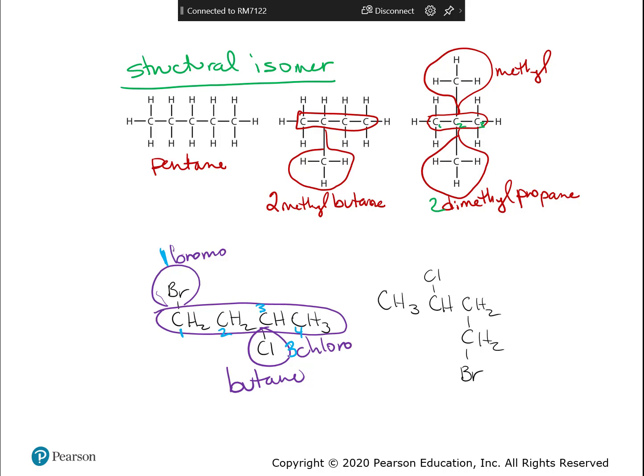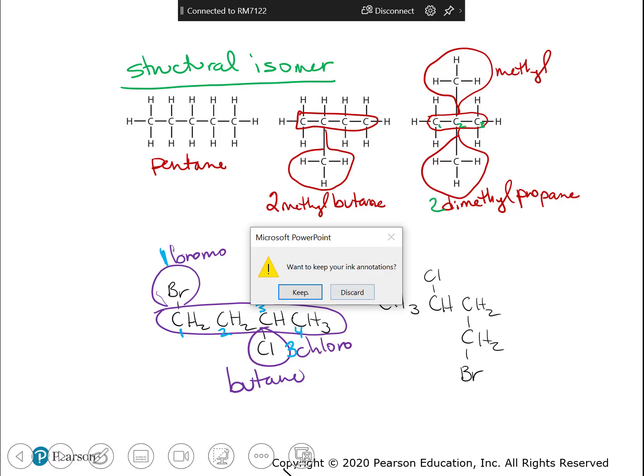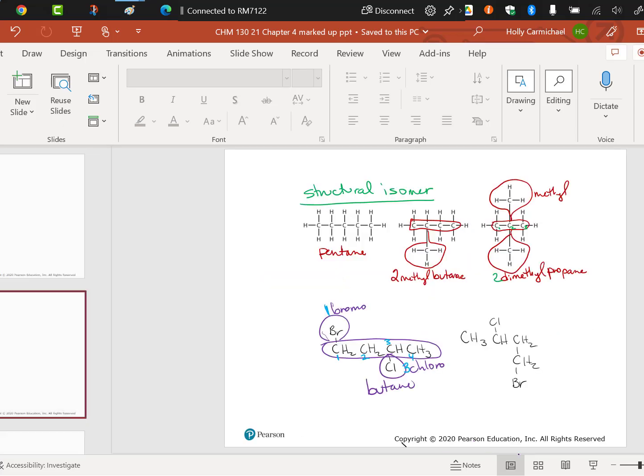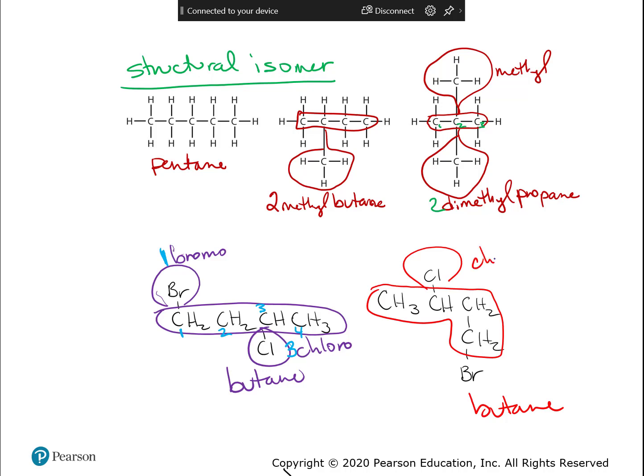But then what if you number the other one? What's the longest carbon chain there? 4. Does everybody see? So I'm looking at this one. I have 4, which means it's still a butane. I still have a chloro, because I have a chlorine hanging off, and I've also got a bromo.